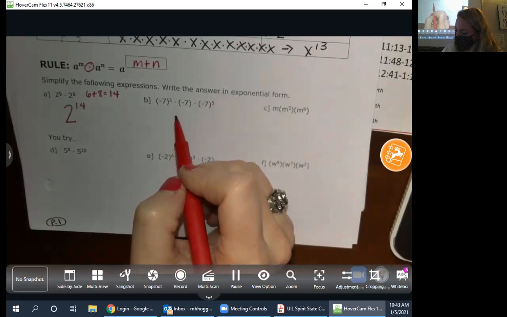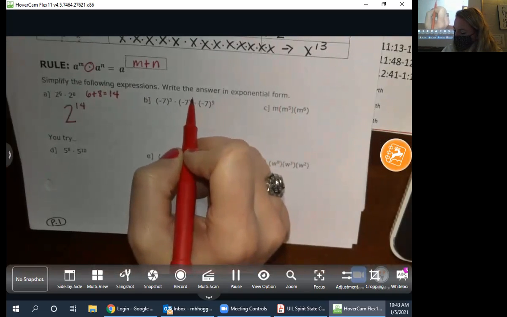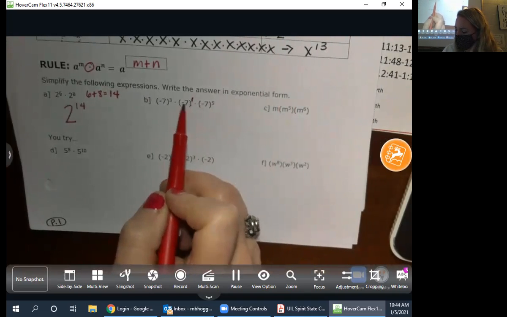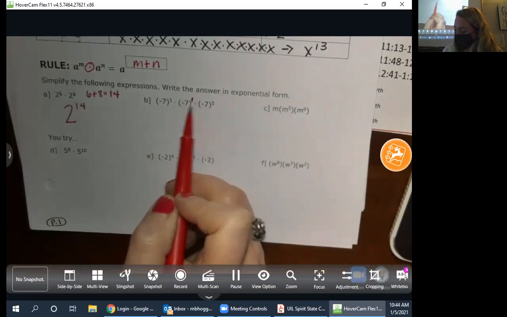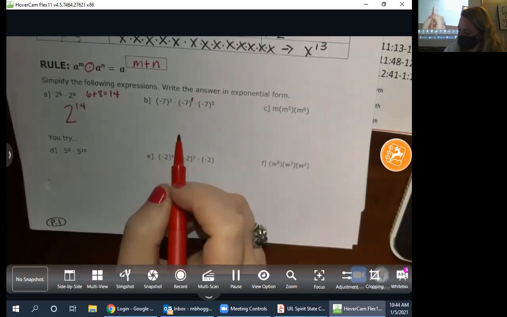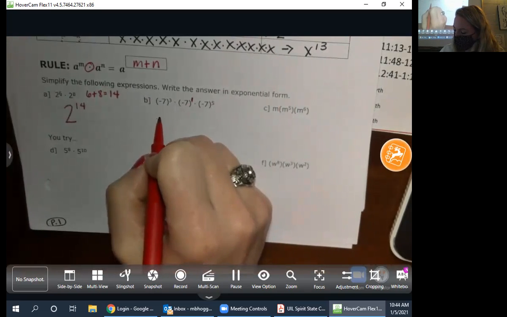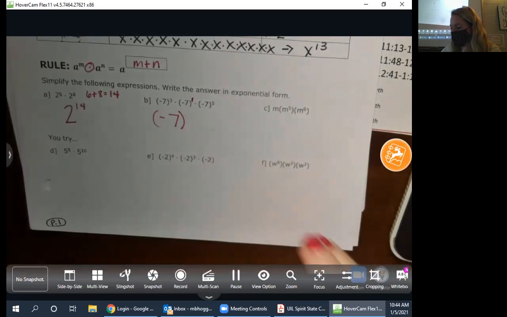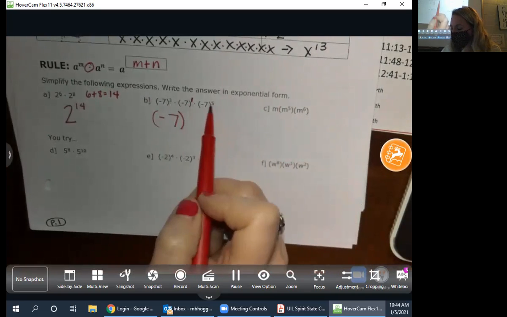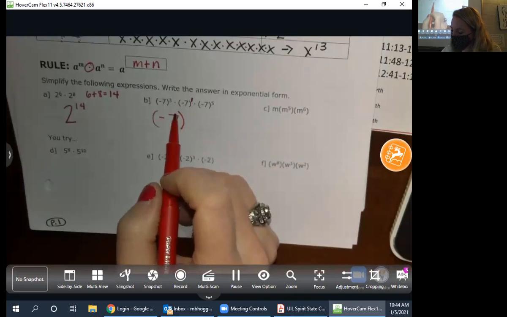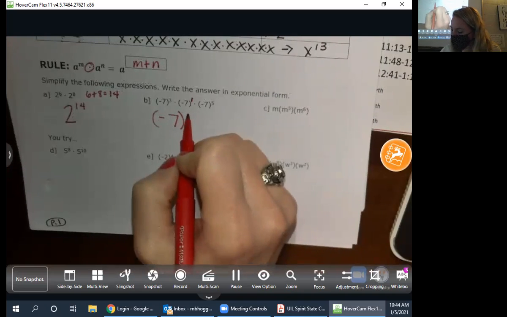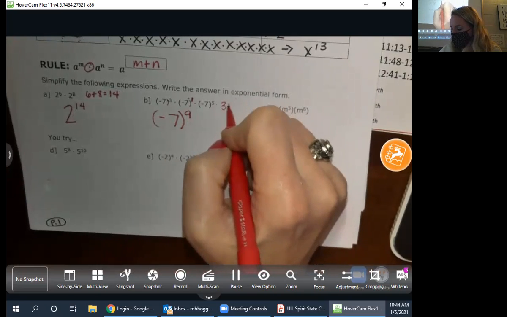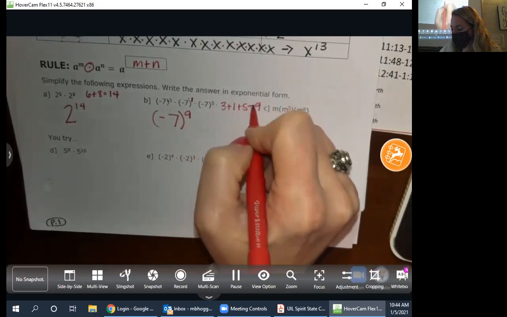Look at B. It's the same thing. It's just a negative base. And remember, put that little 1 in here so that you don't forget to add that 1 when you add your exponents. So our base is -7. Let's go ahead and put parentheses around it just because they do, and it's going to help us in the future. Add your exponents. So what is your exponent answer? -7 to the 9th. 3 plus 1 plus 5 equals 9.